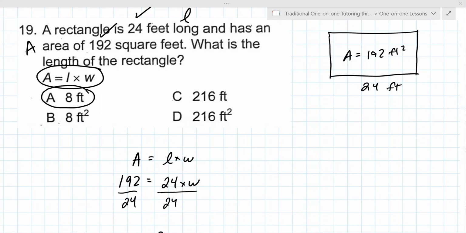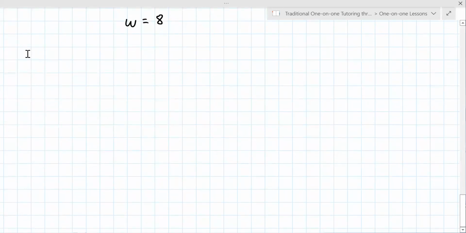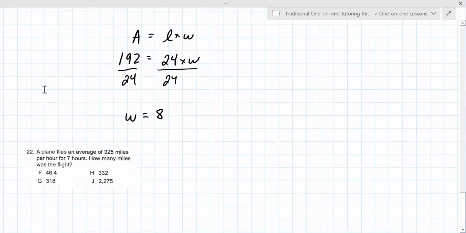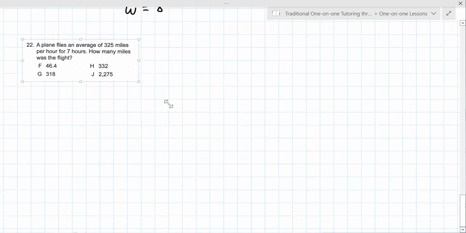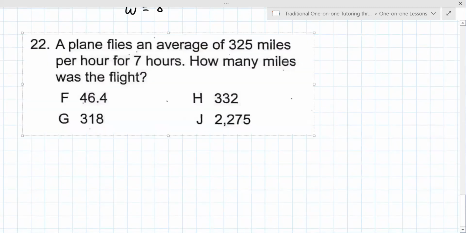Let me look at 22. They do not give you the equation, so let's look at 22. Let me know if you need me to scroll back up for this. No, I don't. Go ahead and read this problem out loud for us, please. A plane flies an average of 325 miles per hour for 7 hours. How many miles was the flight?